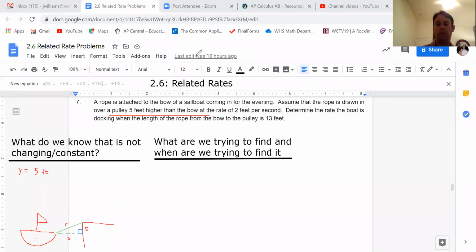Let's keep going, friends. Next thing: the rope is being drawn in at a rate of 2 feet per second. So this is the rope being brought in. Now think about this. Is the rope getting longer or shorter? I'm sure you figured that out. It's getting shorter. So that makes it a negative 2 feet per second, not a positive.